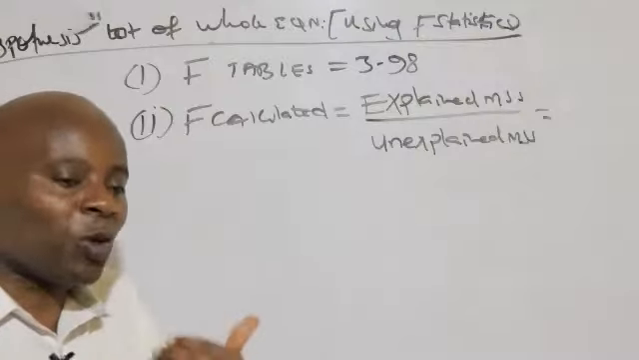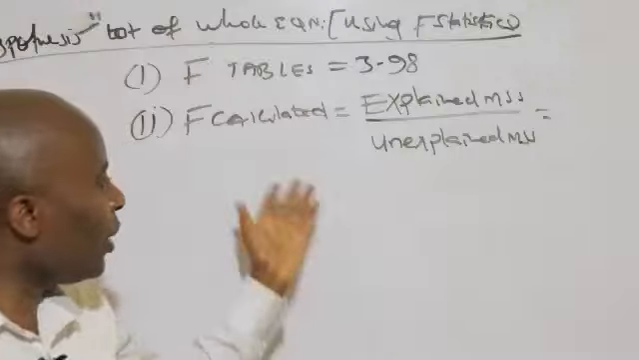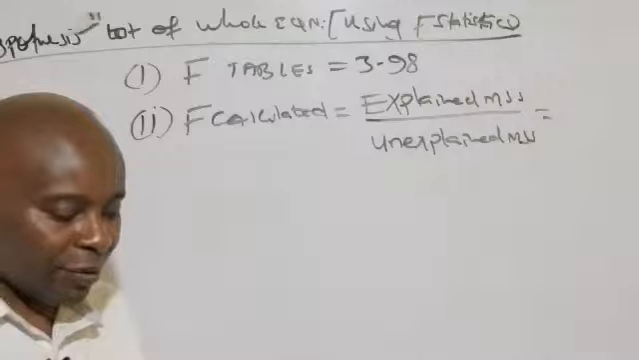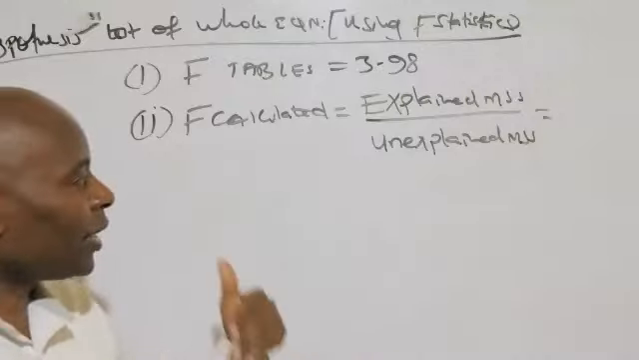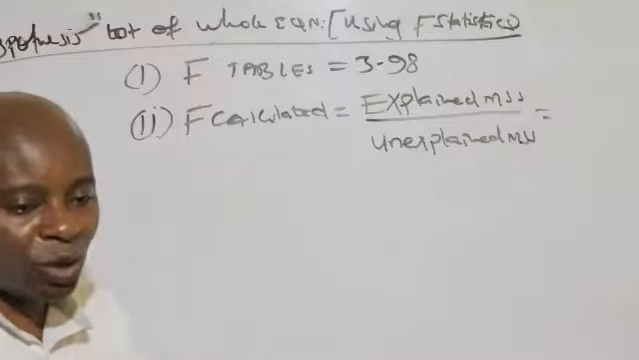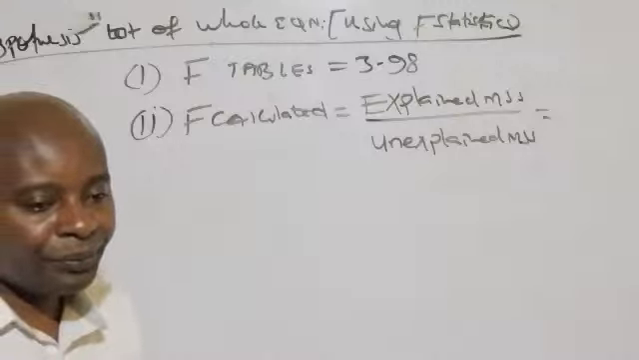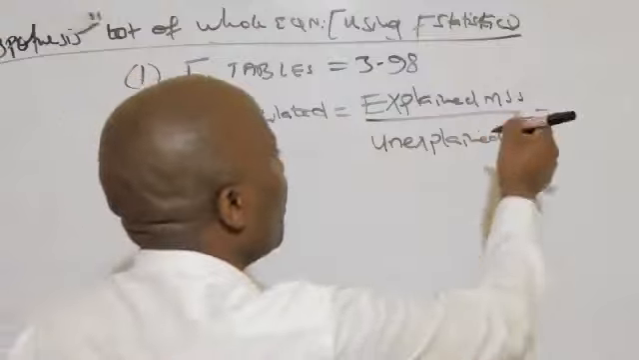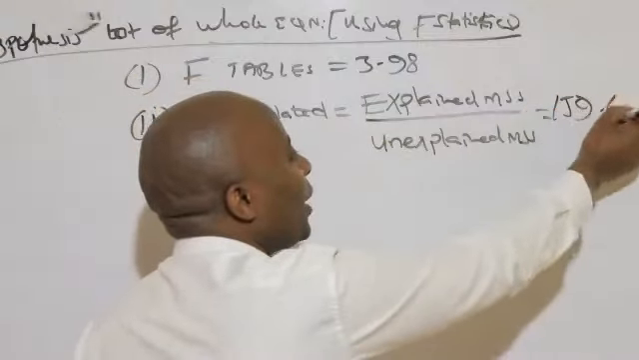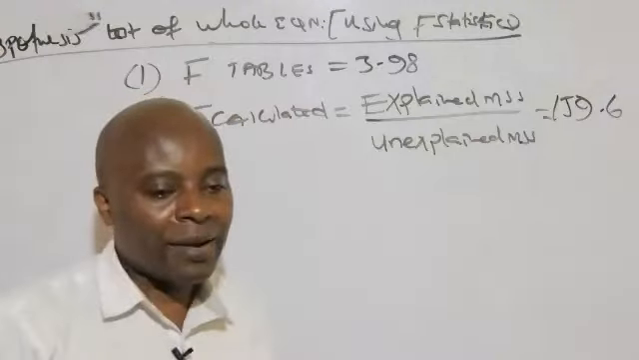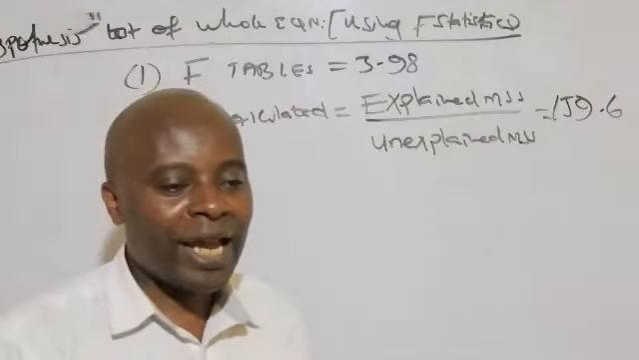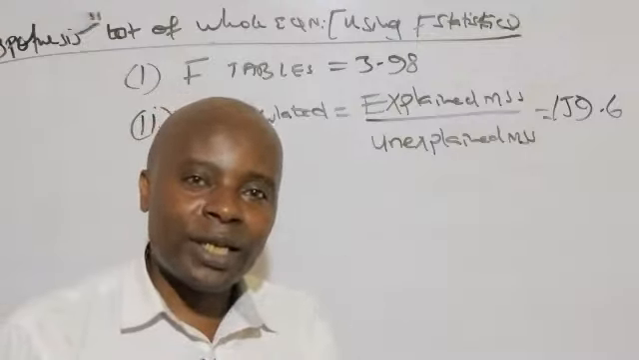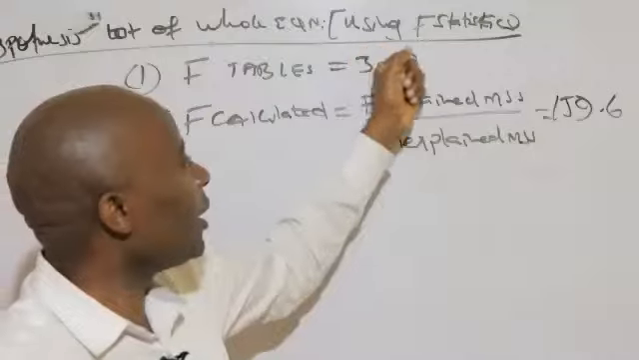Unfortunately for us, we had already computed this. Who can give us an answer? Explained MSS all over unexplained MSS, what do we have there? We have gotten this figure, 159.6. So, ladies and gentlemen, you can see the F calculated in comparison to this F table's value.